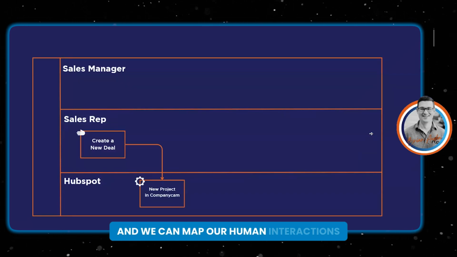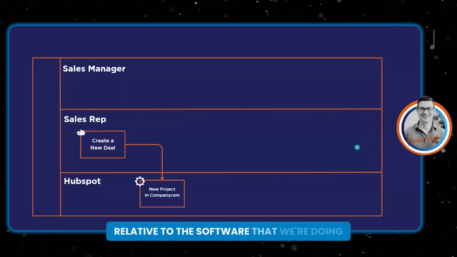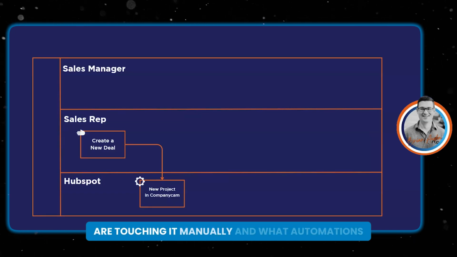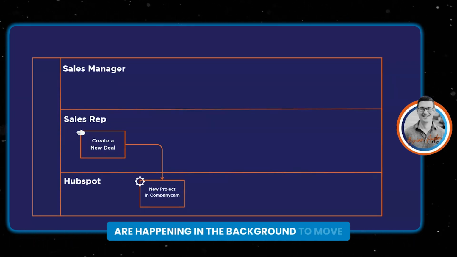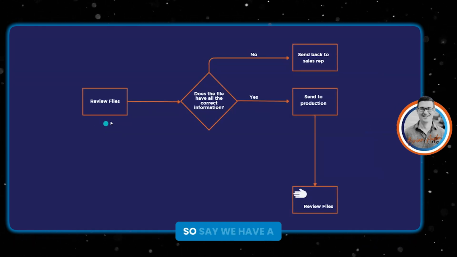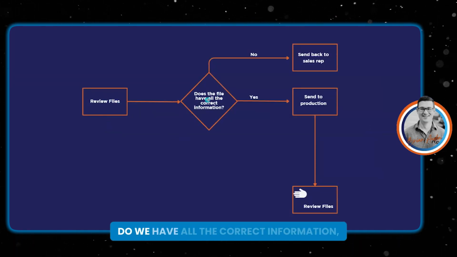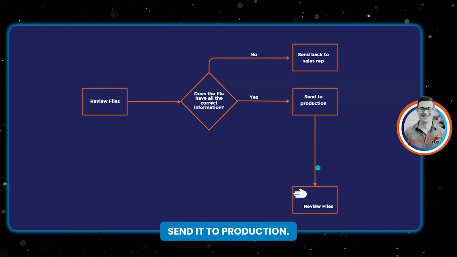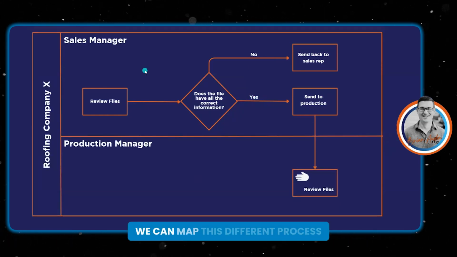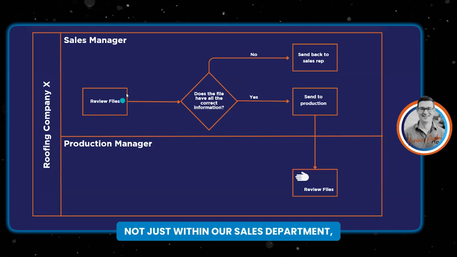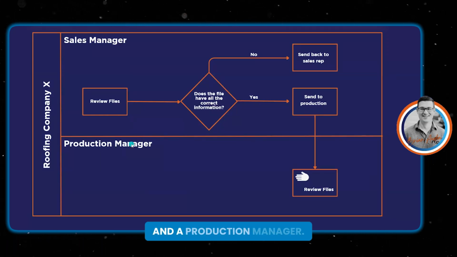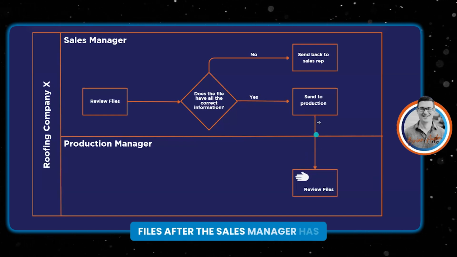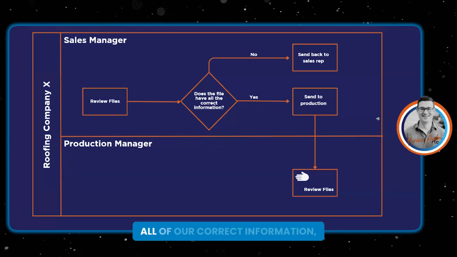And we can map our human interactions relative to the software that we're doing and express those interactions so everybody knows where certain people are touching it manually and what automations are happening in the background to move that along after that. So say we have a task review files. Do we have all the correct information? Yes or no? If no, we send back to our sales rep. If yes, send it to production. Production gets it and they review the file. We can map this different process, not just within our sales department, but between, say, a sales manager and a production manager. The production manager gets that manual task to review files after the sales manager has reviewed it, and we know that it has all of our correct information.